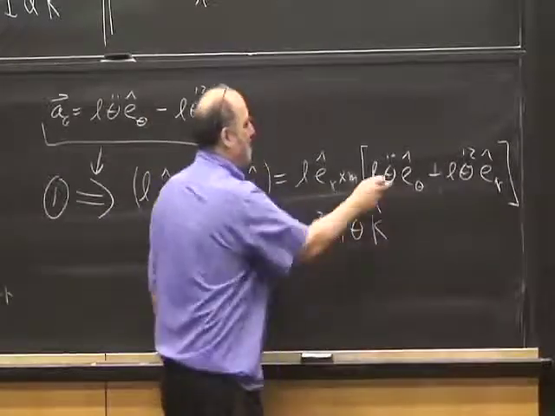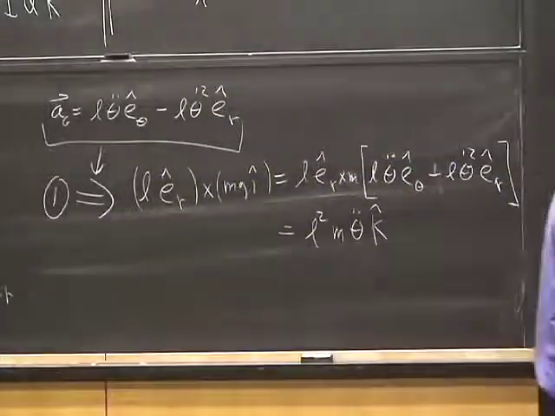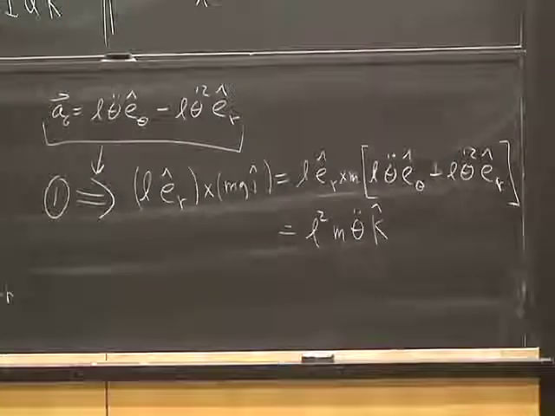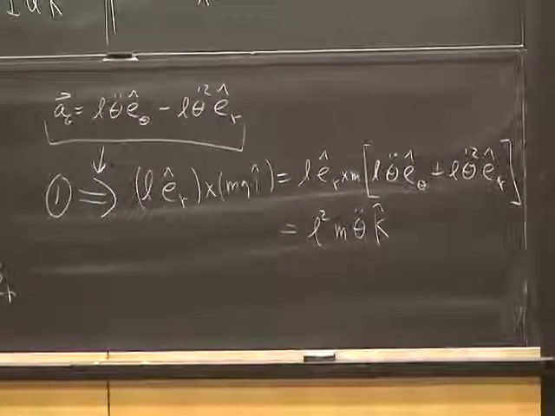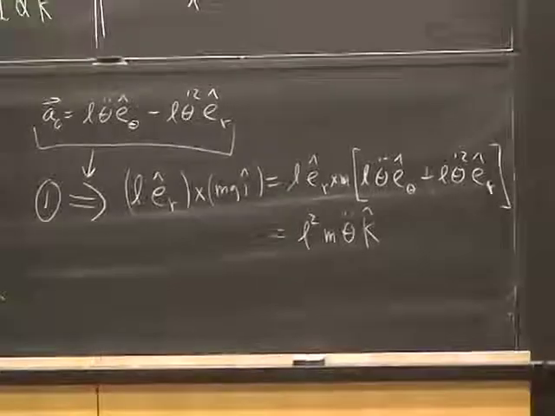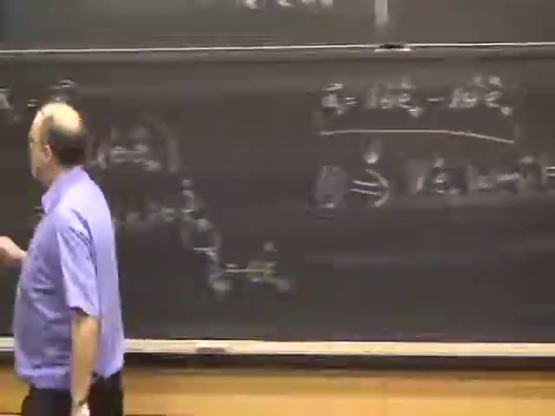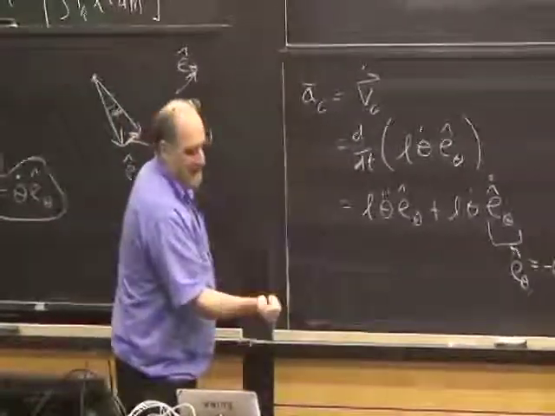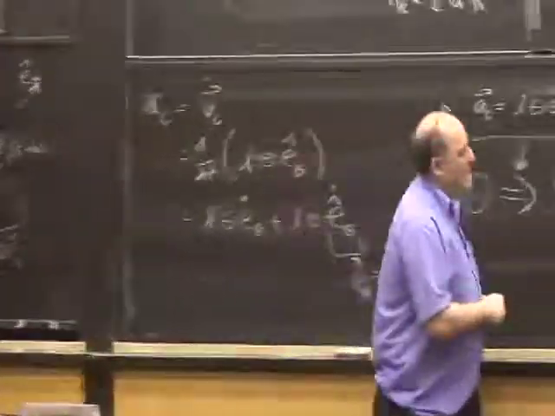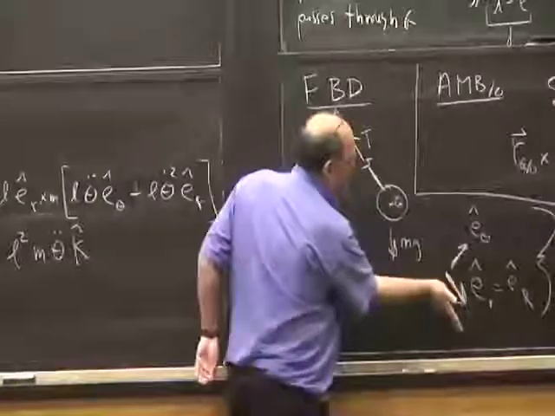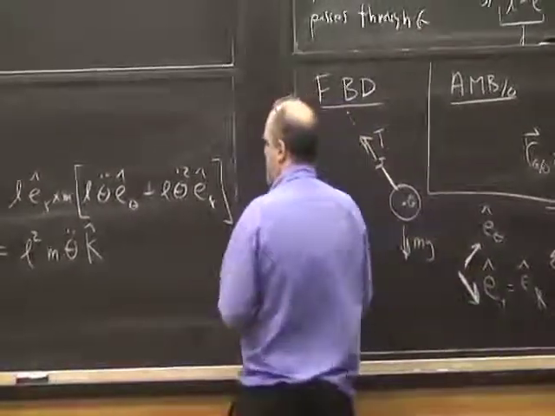Why is it k? E sub r and E sub theta are orthogonal to each other. They're unit vectors. So the cross product of the two of them is 1 times the sine of the angle between them, which is 1, pointed in the direction you get by the right-hand rule. E sub r cross E sub theta points in the k direction. Where would you see it best? Over here. E sub r cross E sub theta points in the k direction.